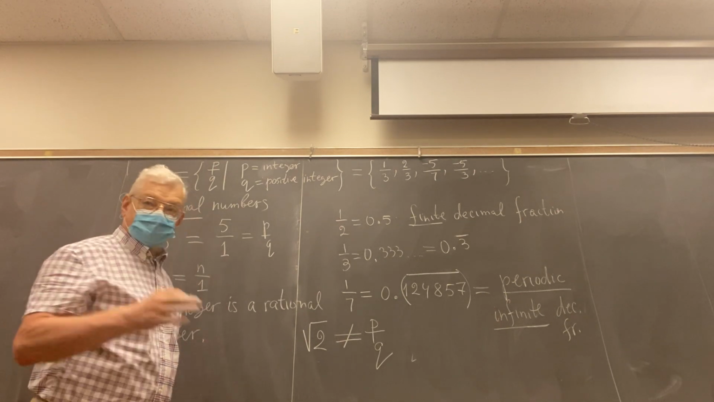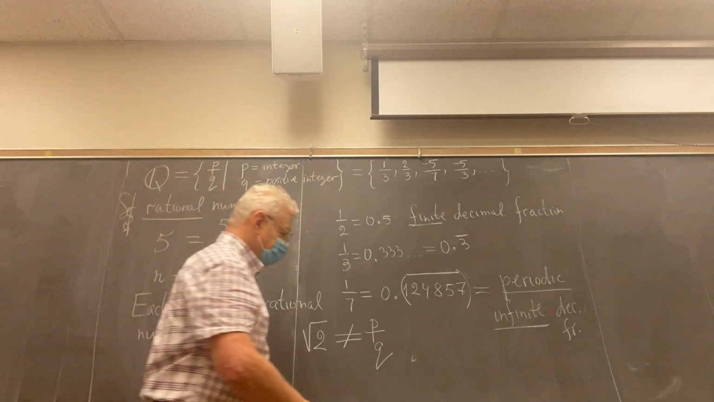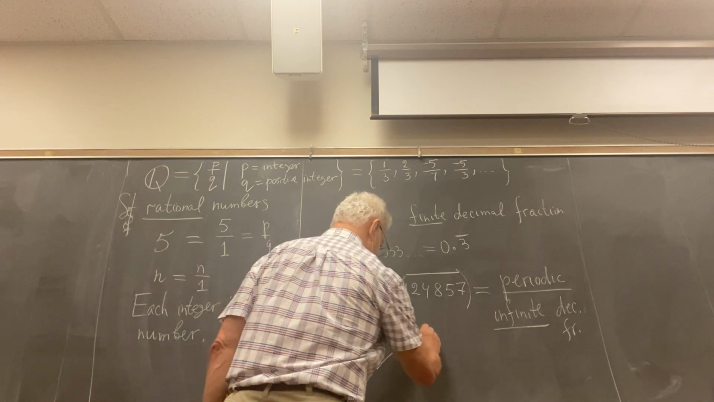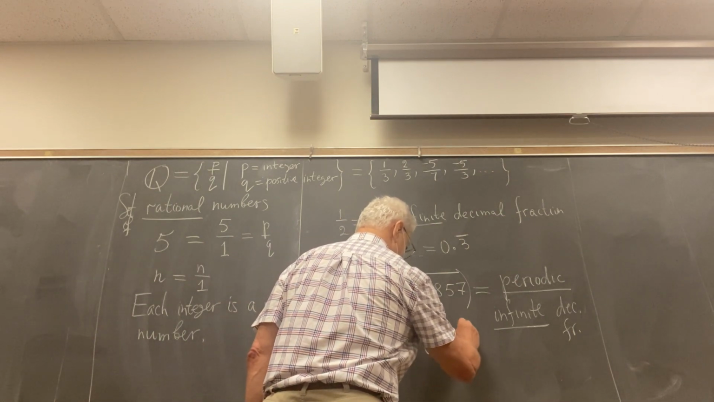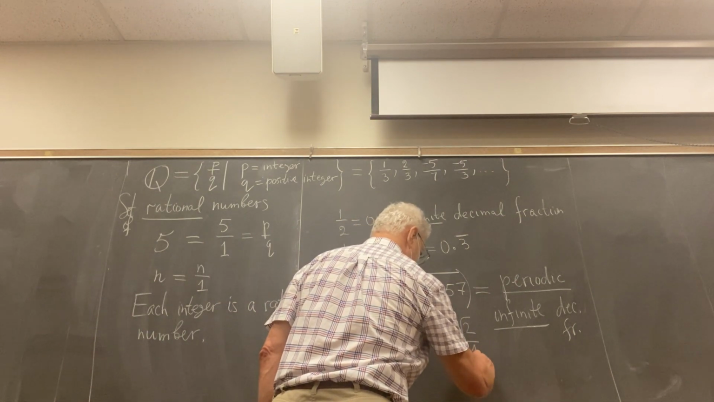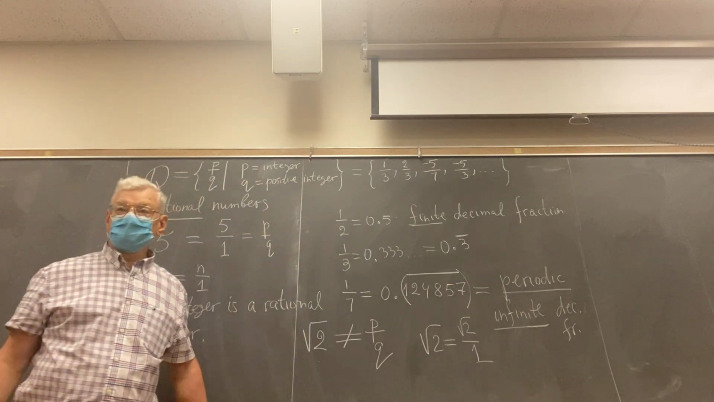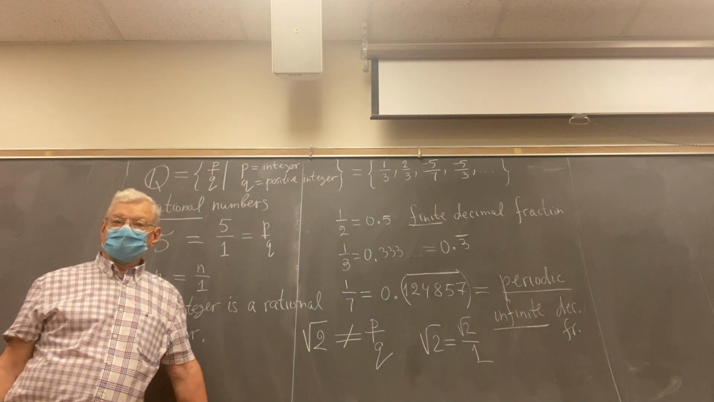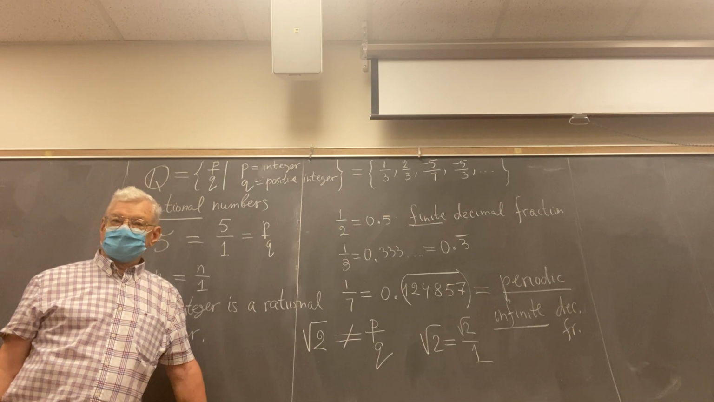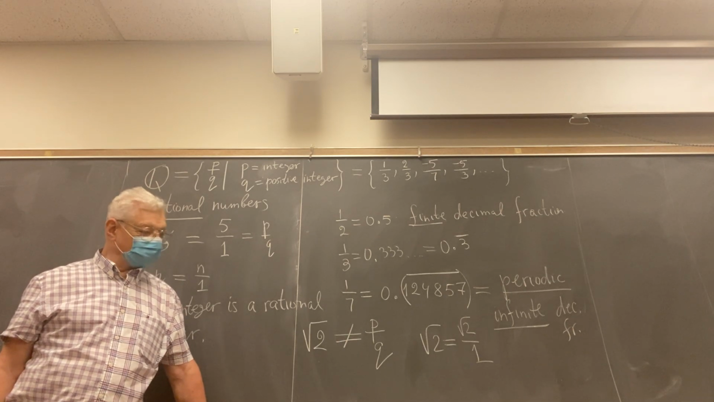But you can say that I'm wrong, because the square root of 2 I can write in the same way as square root of 2 over 1. So it's a fraction. So it's a rational number. Is it true? No. Okay, what's wrong?